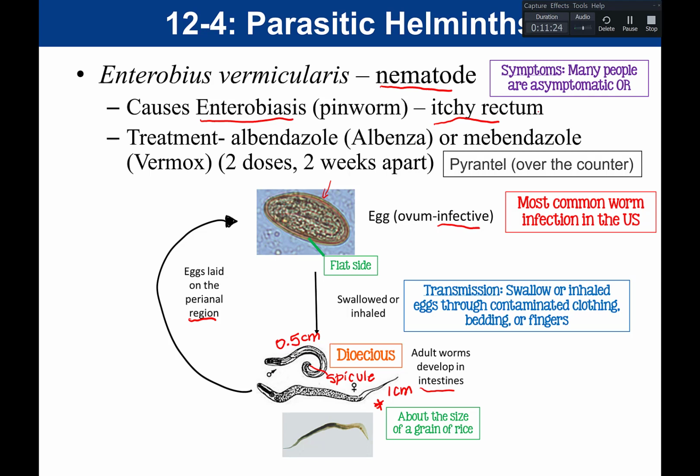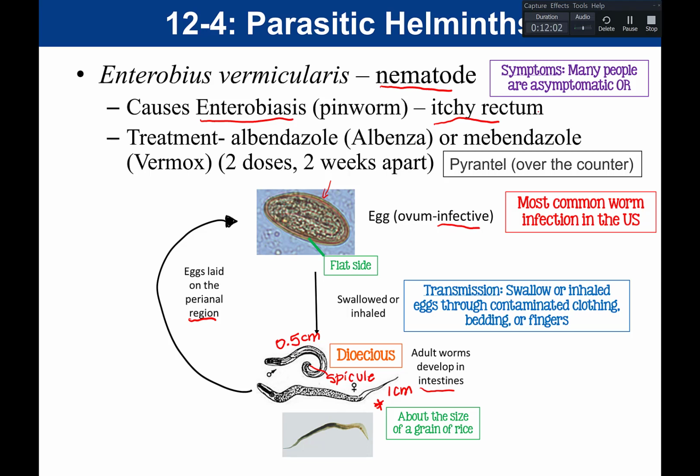In terms of treatment, it would be albendazole, trade name Albenza, or mebendazole, Vermox, and these are typically taken 2 doses 2 weeks apart. That's because the pinworm medicine does not kill the eggs. It only kills the larval stage. And so if any eggs were laid during that time that it took the drug to have an effect, those eggs could hatch and then lead to an infection again.